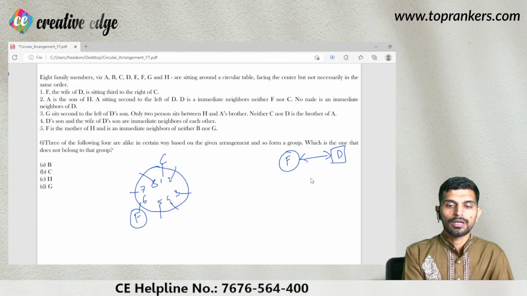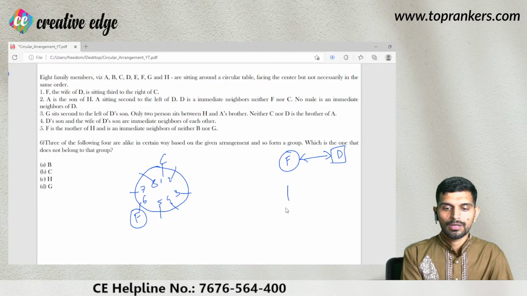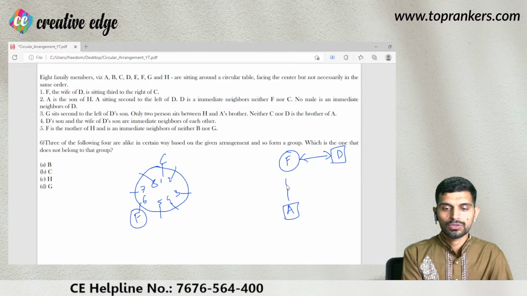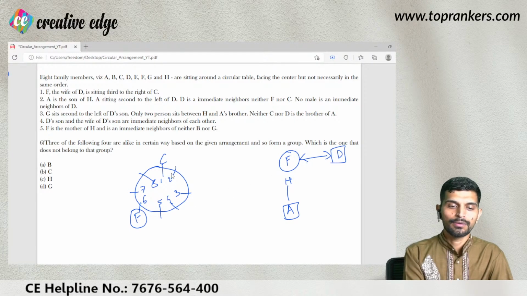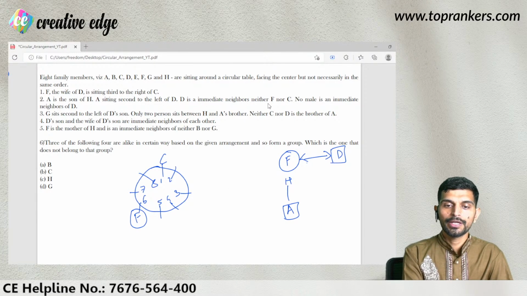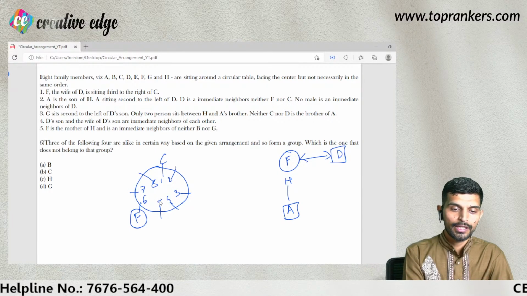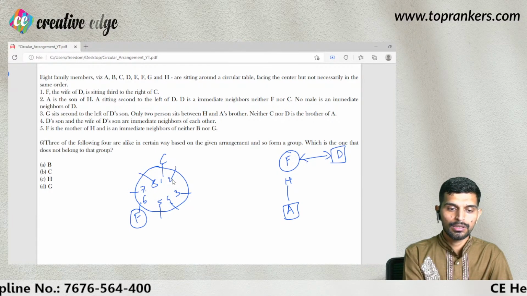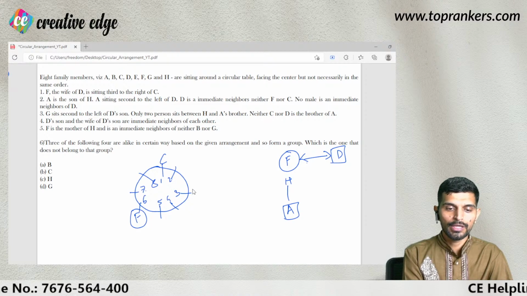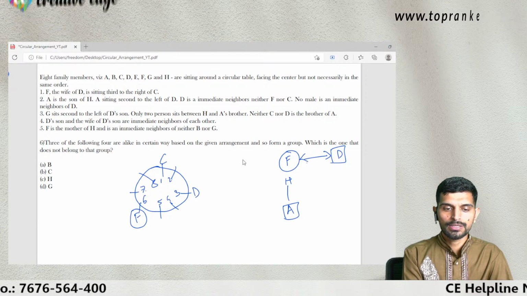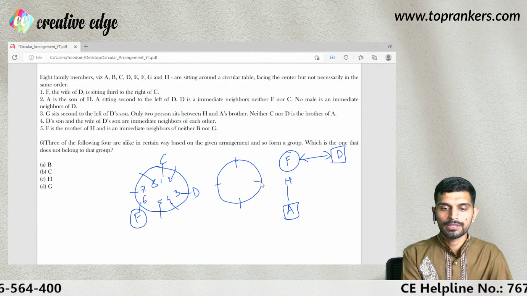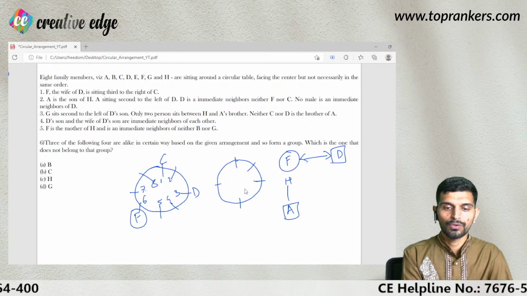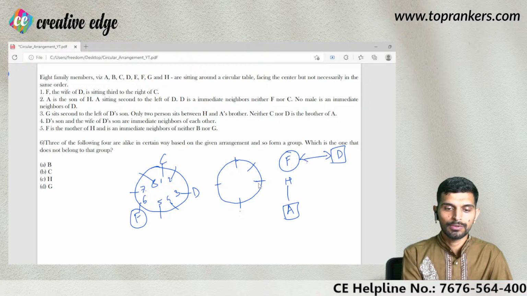A is son of H. A is sitting second to the left of D. D is an immediate neighbor of neither F nor C. So I cannot have D here, here, here, or here. I have only two places for D, either place number 3 or place number 4. So I will be drawing one more structure here for placing D on position number 4.